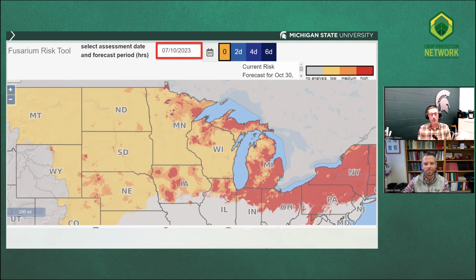And so yeah, this is one model that I tend to look at. Unfortunately, it does start to turn off as we still may be silking in corn, but it's a helpful indicator. Again, it's built around primarily Fusarium graminearum in wheat systems, but again, that is one of the species we know can infect our corn plants.